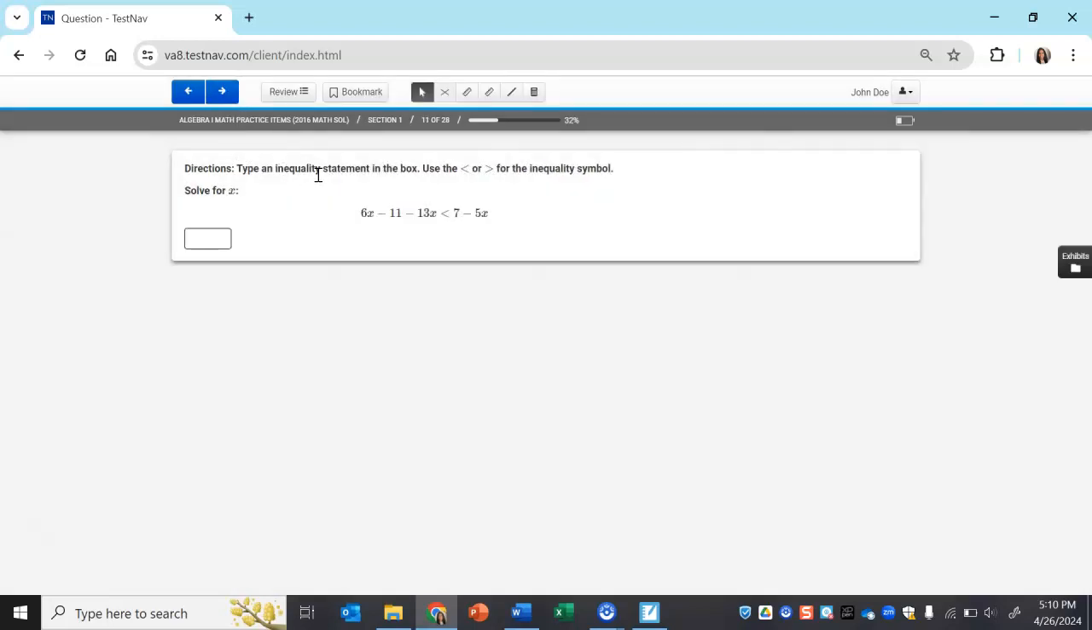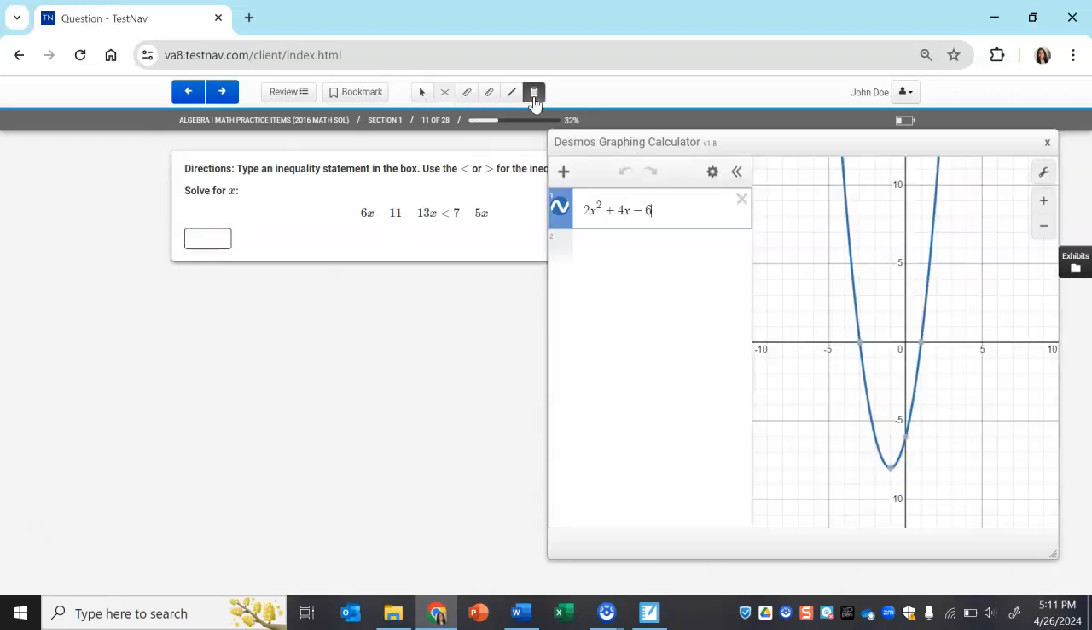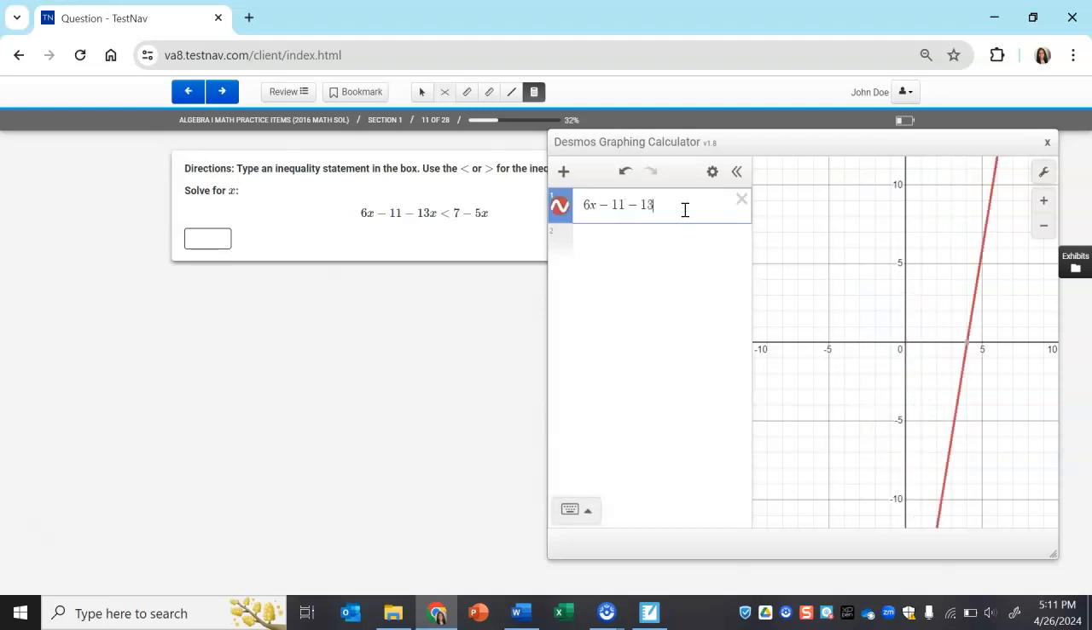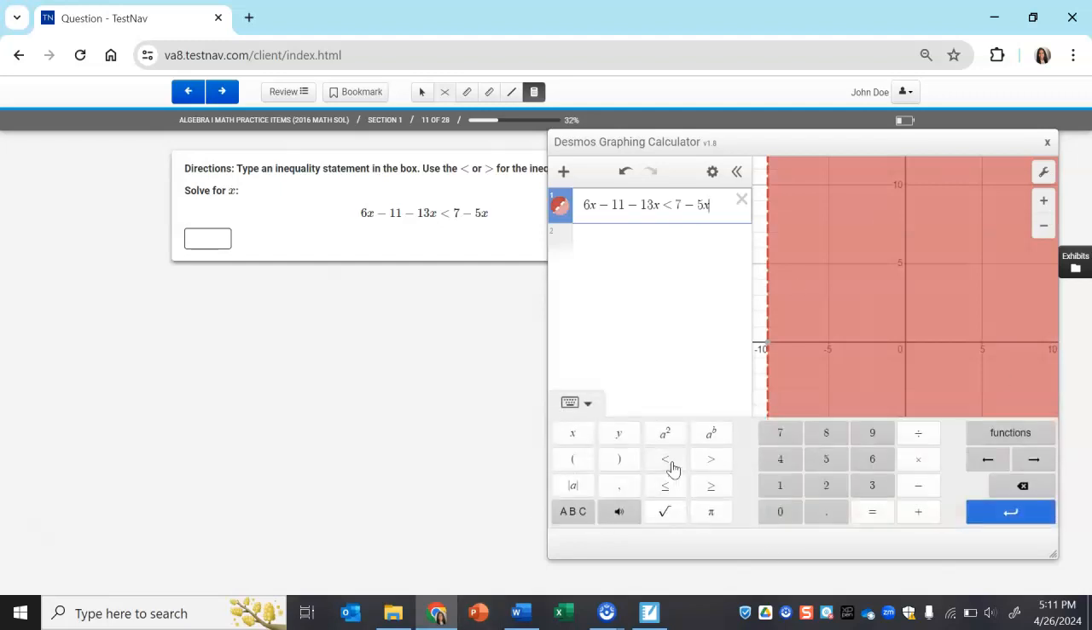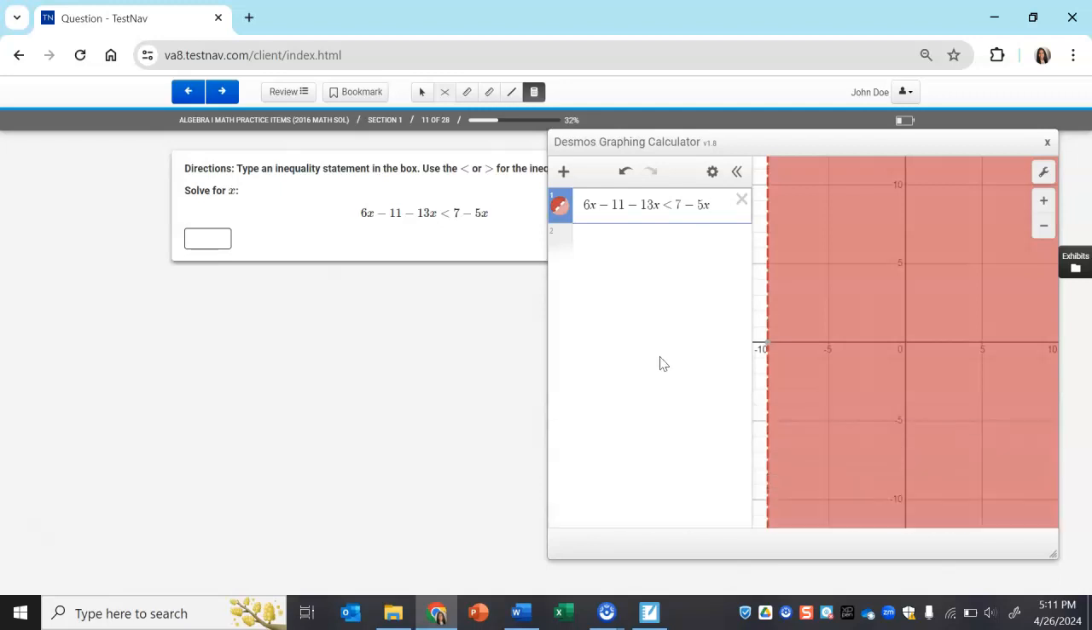All right, type an inequality statement using the less than, greater than for the inequality symbol. Okay, so here we're trying to solve this. Now, again, one way you can solve this is by graphing it in Desmos, but you need to know how the answer looks like for inequality. So I'm just going to go ahead and plug this in exactly the way it is. Less than 7 minus 5x. I put less than using my keyboard, or it's right here as well. Not equal to, but only less than.